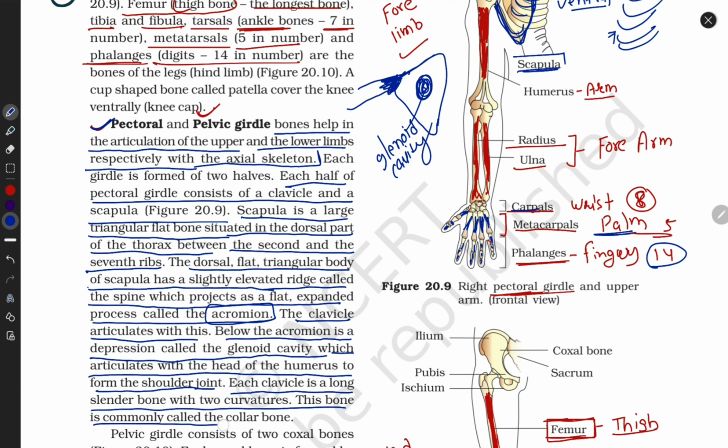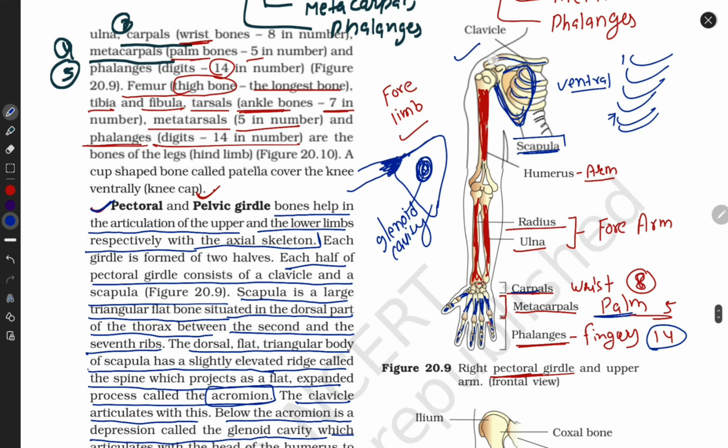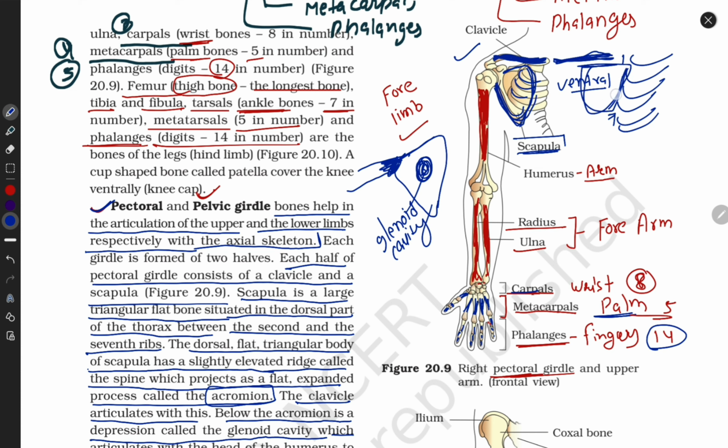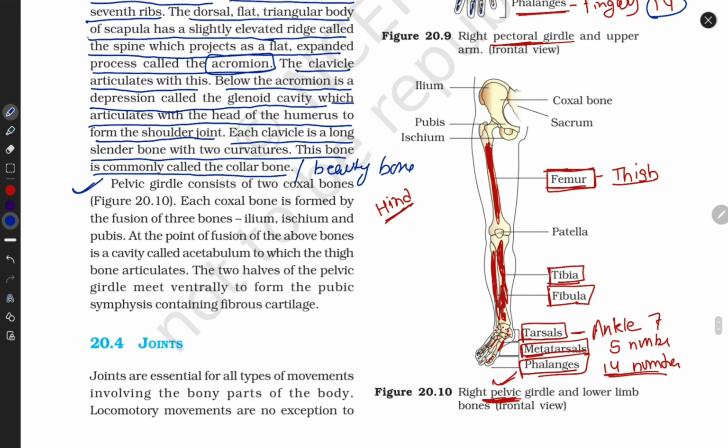Each clavicle is a long cylindrical bone with 2 curvatures. This bone is commonly called the collarbone, and we can also call it the beauty bone. This is the neck, this is the clavicle bone. Look here, this is the clavicle, one on this side and another on this side. The scapula is present here as well as here. Come on guys, let's focus.